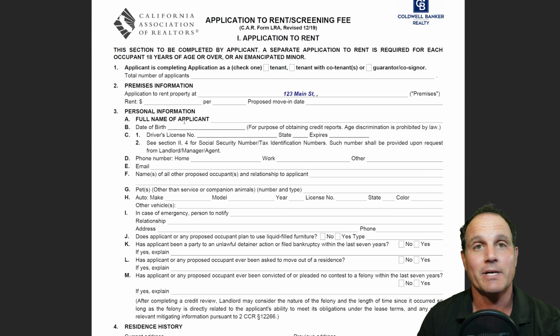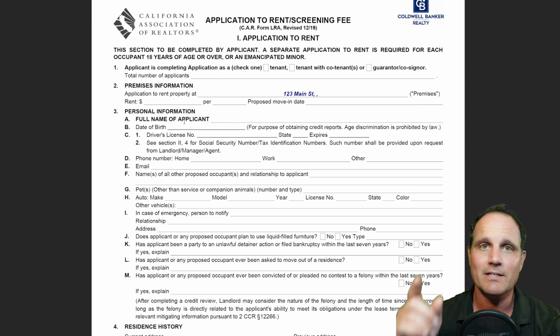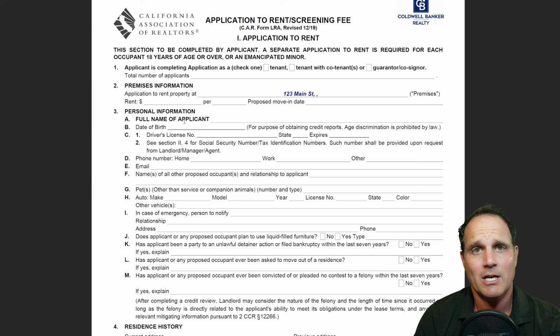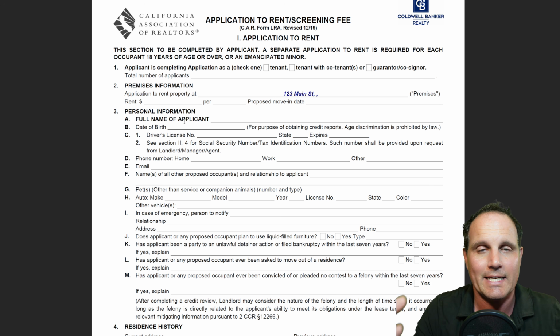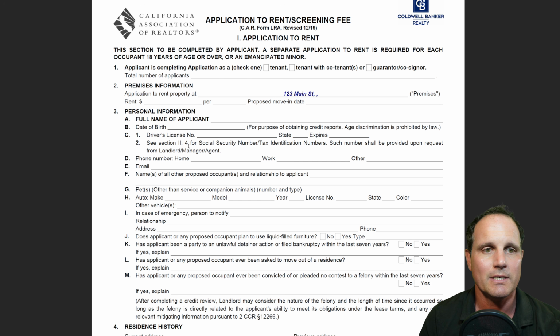Next, the personal information. A lot of this is self-explanatory. Full name, date of birth. The date of birth cannot be used for age discrimination. What's age discrimination? Well, a landlord can't not rent to a bunch of college students because they're all 18 to 22. That is not a reason to discriminate, and they can't decide not to rent to somebody because they're too old. Cannot use age discrimination. Next, we get into driver's license number, the state, and when it expires.